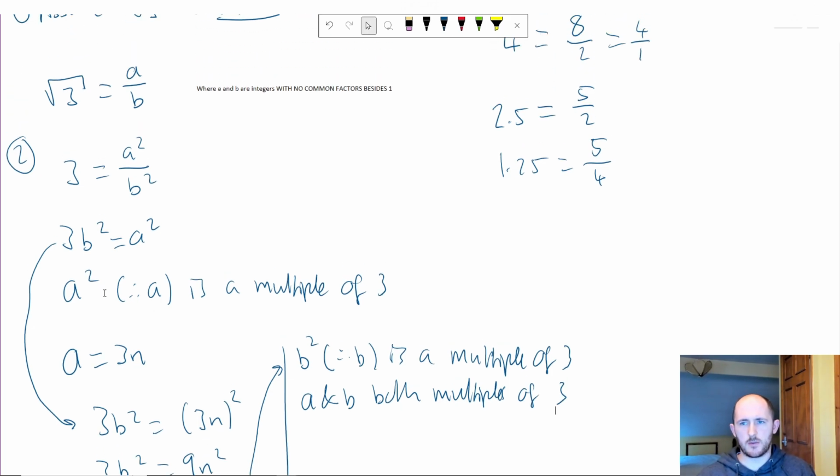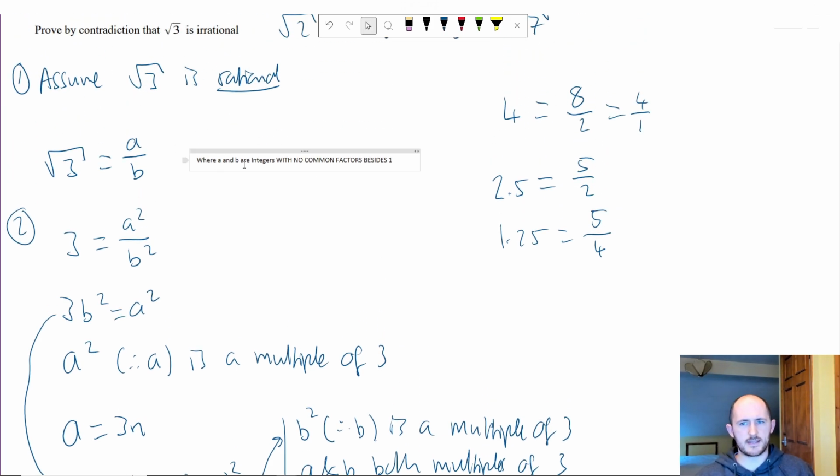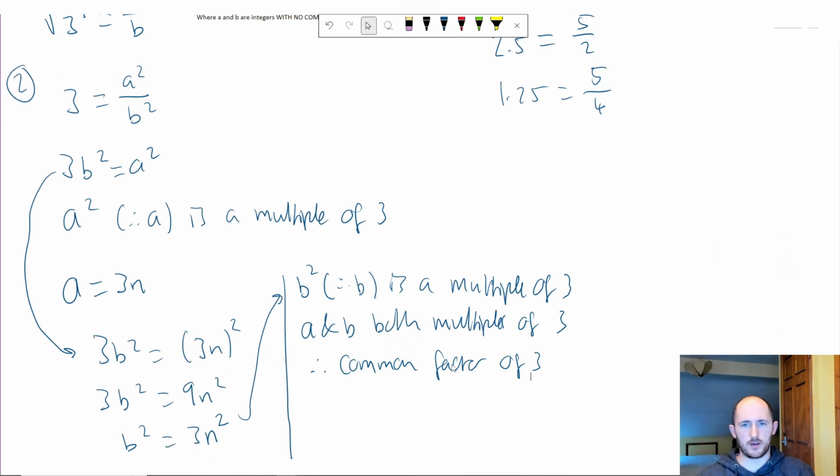Which means their highest common factor is not 1. It's 3. At minimum, it's 3. So that means they have a common factor of 3. Well, that contradicts what I said, right? I said A and B are integers where their common factors are only 1. Well, now we have common factors of 3. Therefore, this is a contradiction.